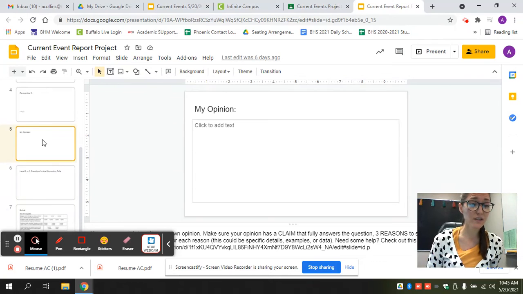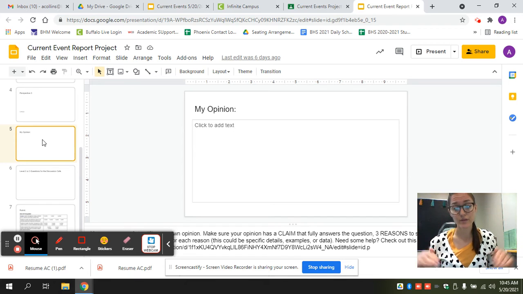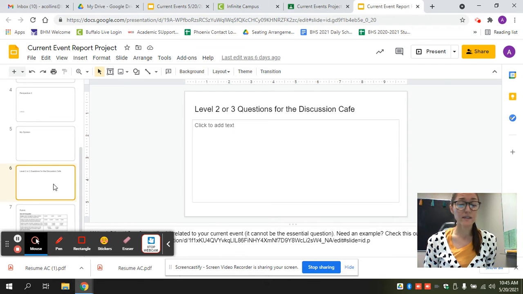Hey guys, so today's mini goal is to complete slide 5 and slide 6 on your current event project. Slide 5 is just the My Opinion section, where you're going to review your research and answer your essential question in your own opinion. And then slide 6 is just coming up with a level 2 or 3 question related to your current event. That would conclude your current event project. So once you finish slide 6, you can go ahead and turn it in.